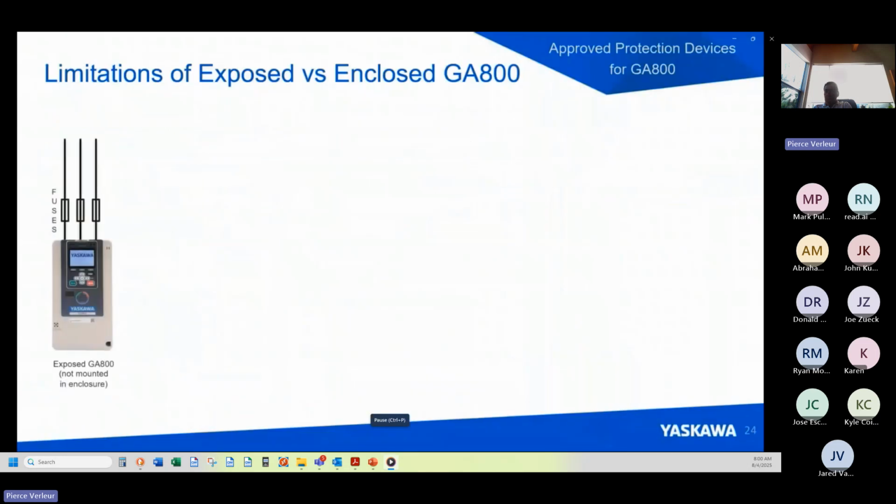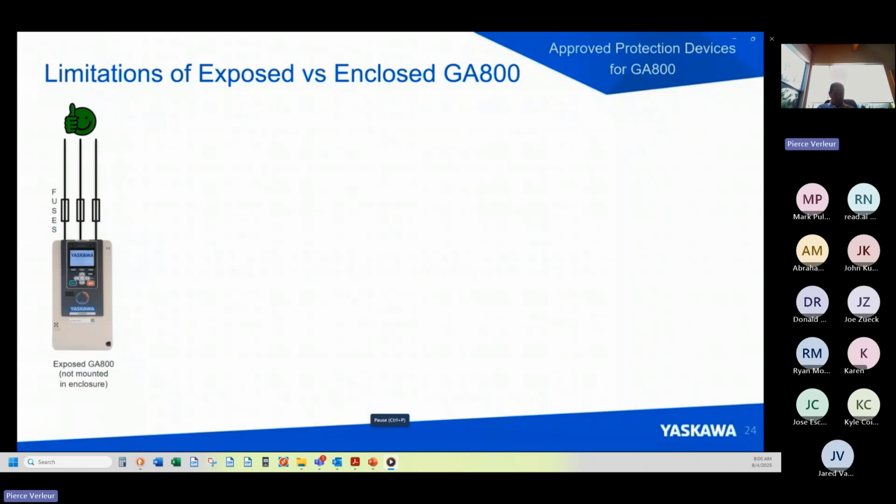And what those limitations are. So first of all, let's take a look at a couple different scenarios of enclosed versus exposed. And this is a little bit of review, but it puts it in perspective pictorially. So when a drive is not mounted in another enclosure, I'm calling that exposed. We can protect it with fuses, and the fuses that need to be used are listed in our instructions.